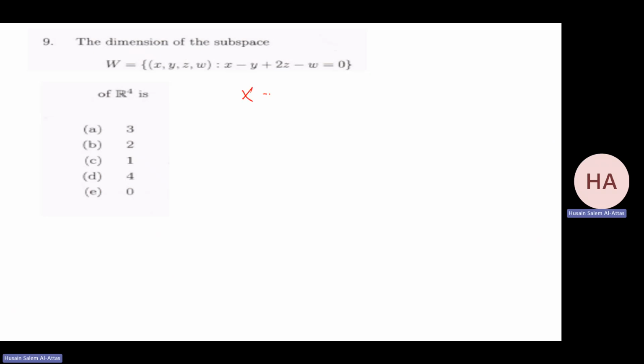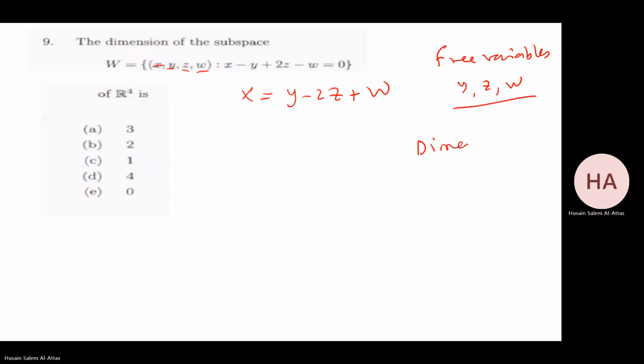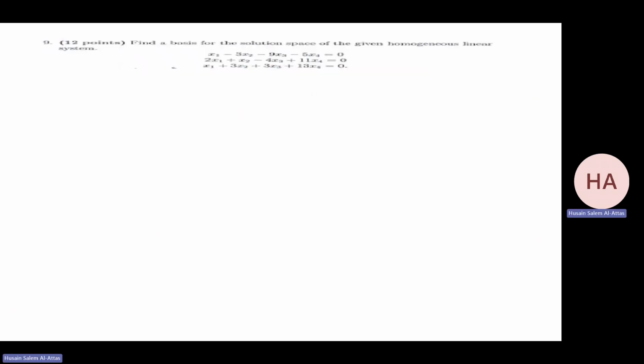I have x is y minus 2z plus w. What are the free variables? Very clear. I have x, y, z, w, so it is y, z, w. How many are they? 3. So the dimension equals 3, and x will be my leading variable. Okay. Find the basis. So I need to do the calculation. Usually this is the question.